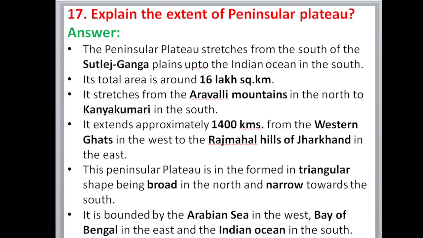Explain the extent of Peninsular Plateau. The Peninsular Plateau stretches from the south of the Satluj Ganga plains up to the Indian Ocean in the south. Its total area is around 16 lakh square kilometers. It stretches from the Aravalli Mountains in the north to Kanyakumari in the south.